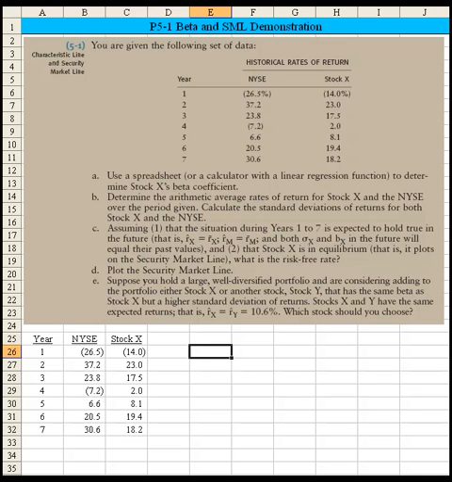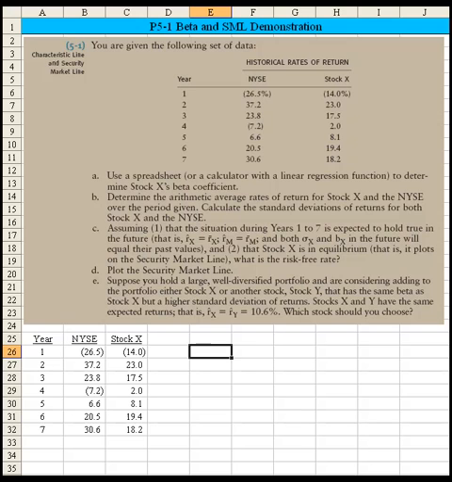Everyone, let's look at problem 5-1, which discusses the characteristic line and the security market line. So we'll be taking a look at beta and SML in this brief demonstration. On part A, we're asked to use a spreadsheet or a calculator with a linear regression function to determine stock X's beta coefficient.